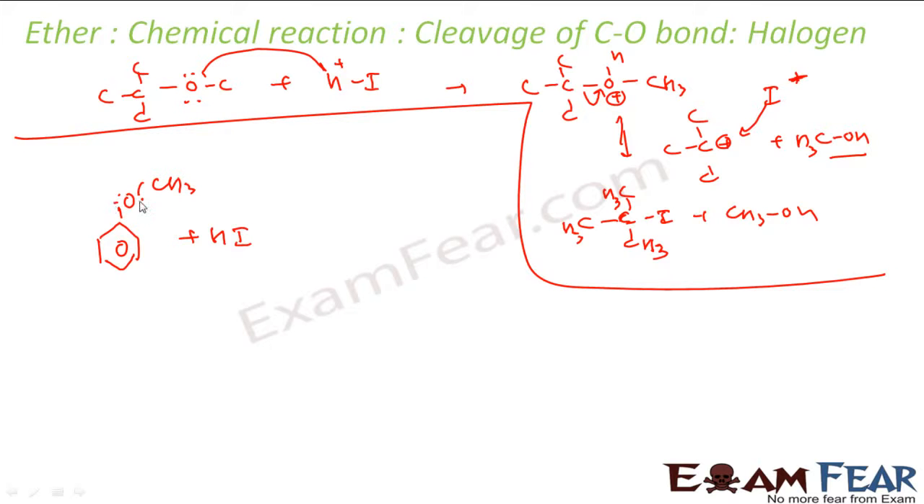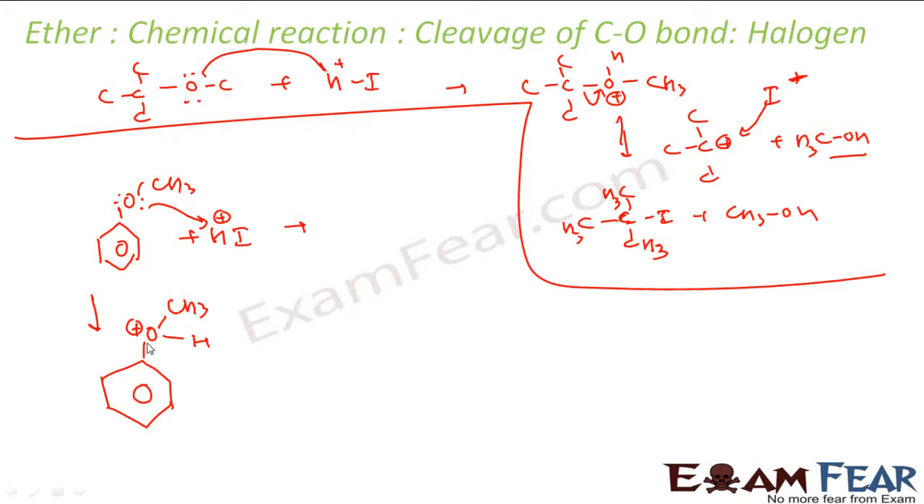Now the same thing will happen. This will attack this H plus. So what you get here is this compound. Let me draw it here. O, then H, and O will get a positive charge, and CH3.